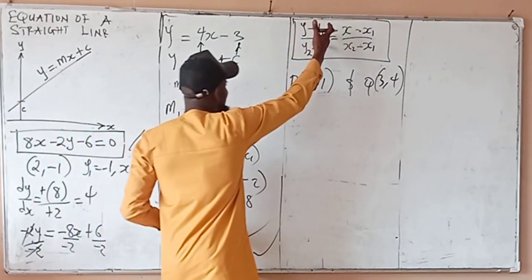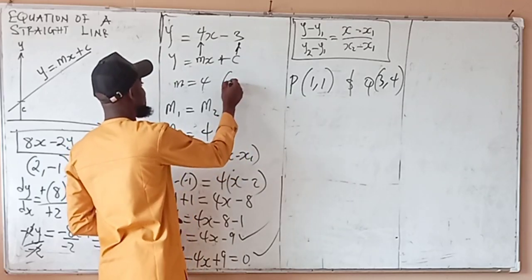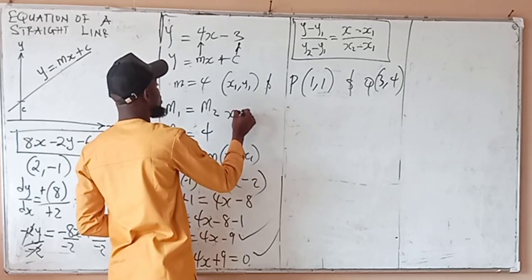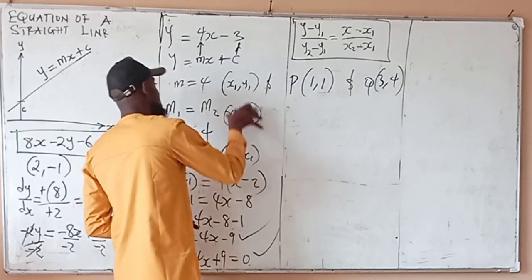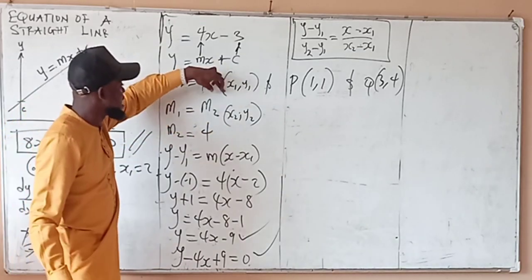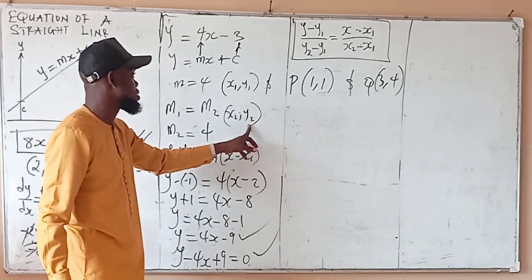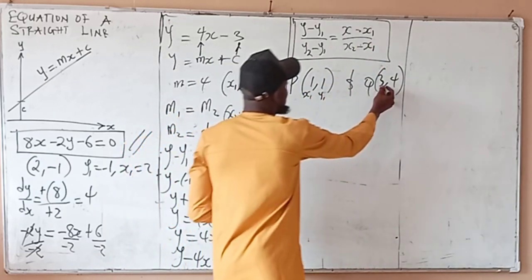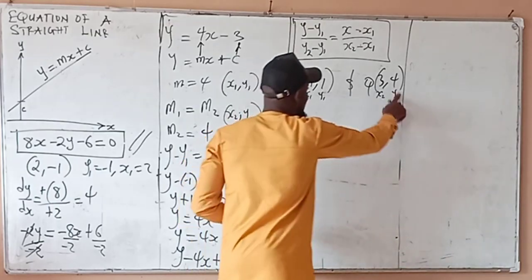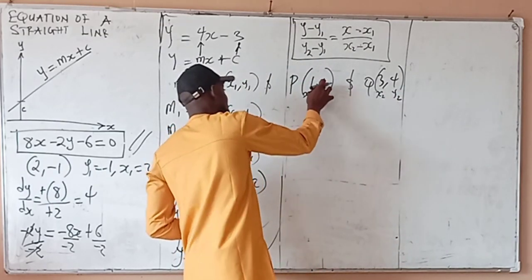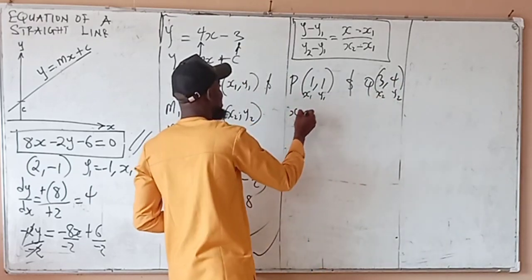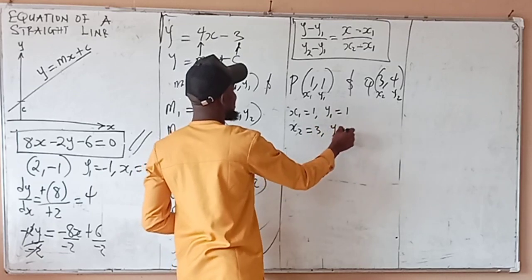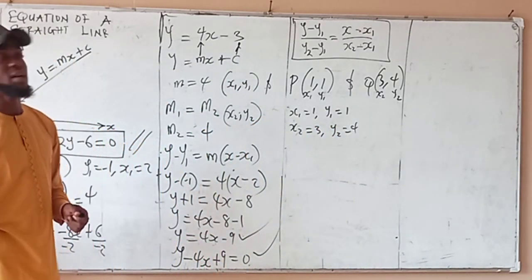Now, look at it. The equation of a line that passes through two given known points, x1, y1 and x2, y2, is given by this solution. So this first one here is our x1, y1, and that's our x2, y2. If you take note of that, it's very, very important. In the first point, we have x1, y1. Second one, we have x2, y2. So our x1 is equal to 1, y1 is equal to 1, x2 is equal to what? 3, y2 is equal to 4. Take note of that. It's very, very important.